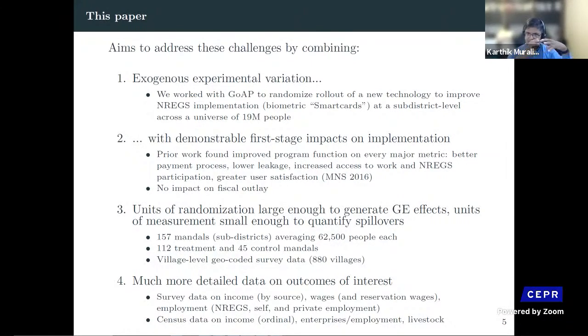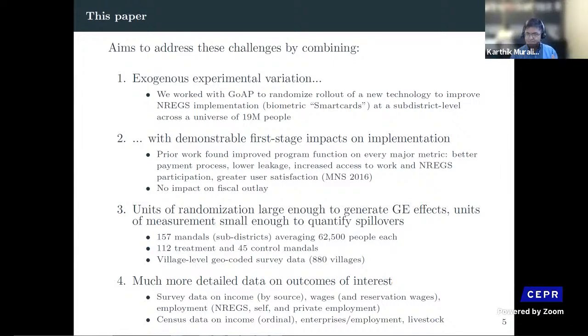This was the biometric smart card program, and the project was initially designed to study the impacts of biometric smart cards on corruption and program implementation in NREGA, right? That paper is already done and published, and that was what the experiment was designed for. And what you found is that this was incredibly effective at improving NREGA implementation.